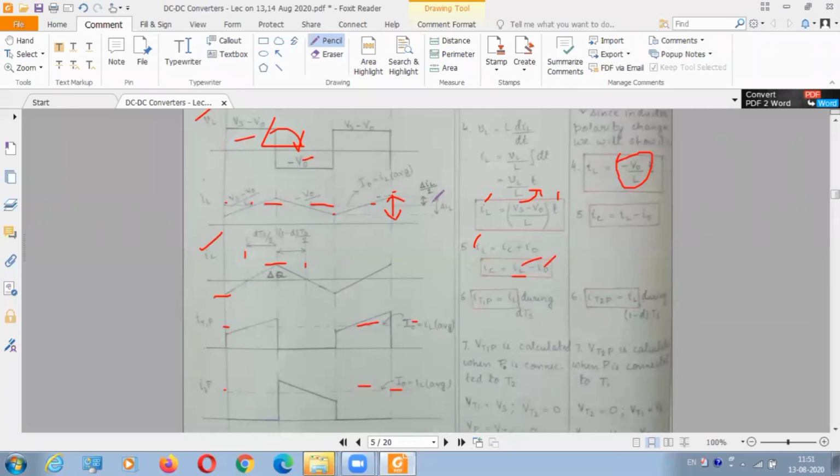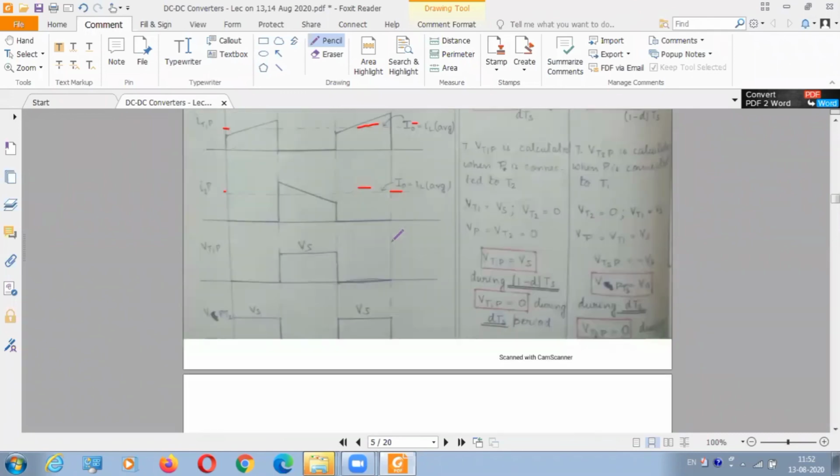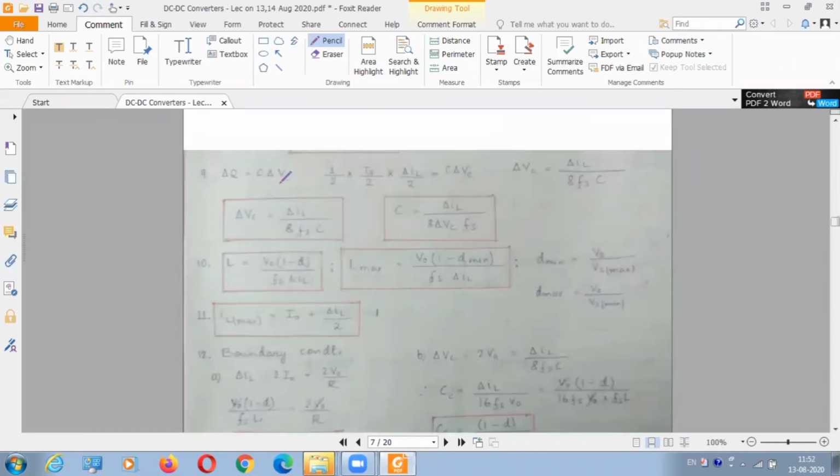And this I naught average value is cutting my IL into two equal halves. So basically, can I say up to this, it is dividing the T on period into two equal halves, and this is dividing the T off into two equal halves. So this part is T on by 2, this part is T off by 2. So you know this total width is T on by 2 plus T off by 2, that is nothing but T on plus T off by 2, that is T by 2. So del Q is equal to C del VC.